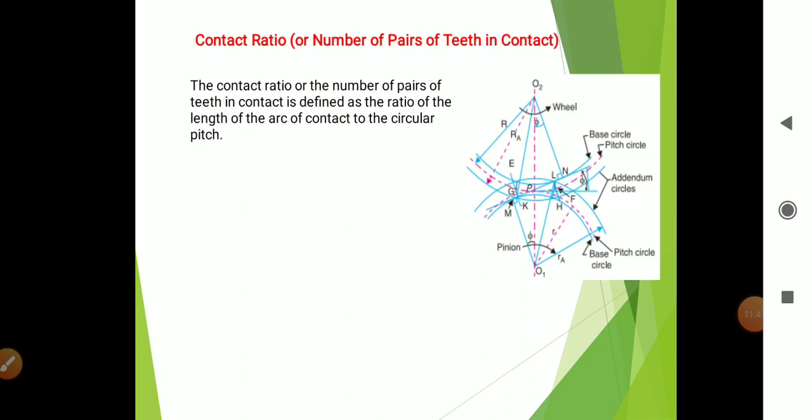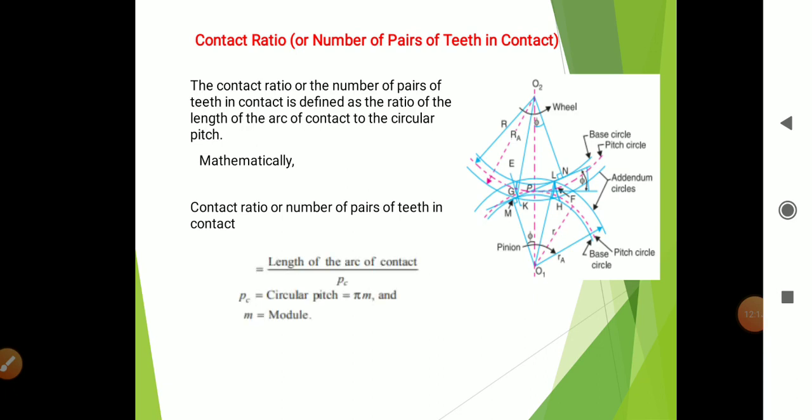So we must know every term to find out the next term. The contact ratio is nothing but the ratio of length of arc of contact to the circular pitch. In gear terminology we saw that circular pitch is denoted by Pc. P stands for pitch and C stands for circular. So mathematically, the contact ratio or number of pairs of teeth in contact is equal to length of arc of contact divided by circular pitch, that is Pc. So Pc is the circular pitch.